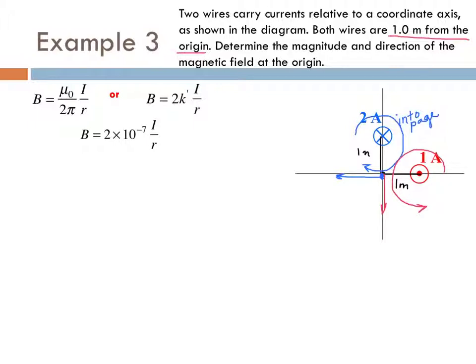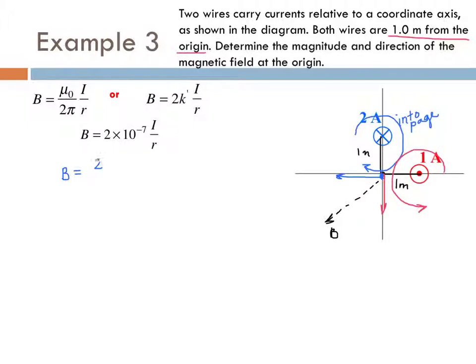So again, if these are vectors and we have a magnitude going in this direction and we have a magnitude going in this direction, I know the sum of those two will be out in this direction. But in order to do that, I need to solve for the magnitude of one, solve for the magnitude of the other, and then use the Pythagorean theorem. So let's go ahead and do that.